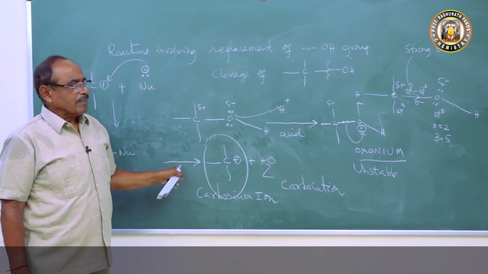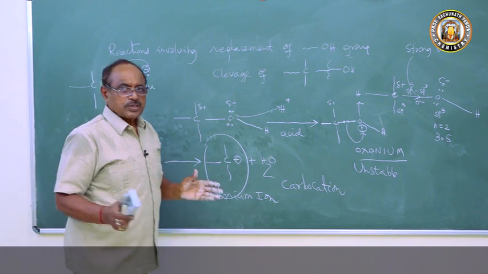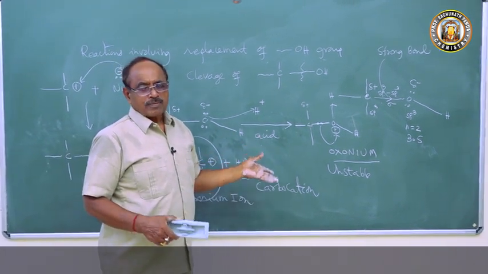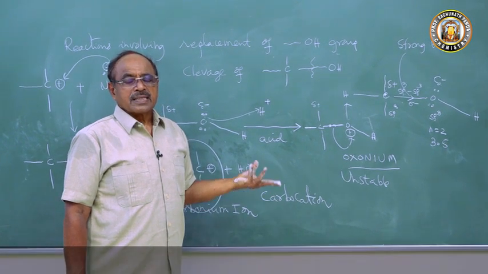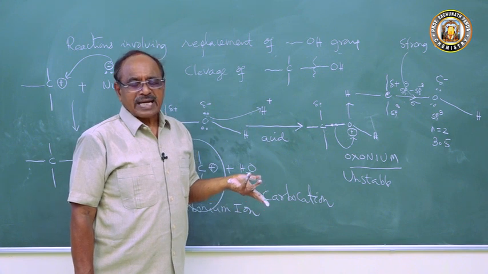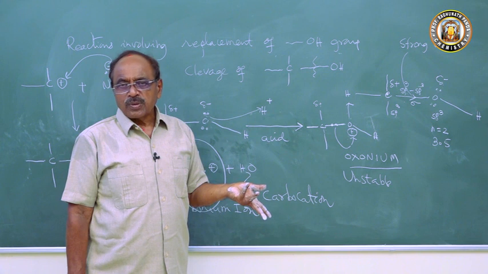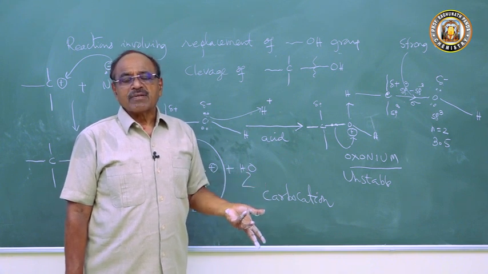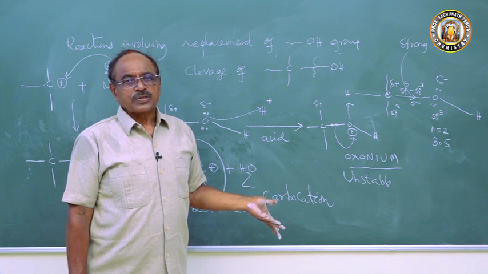What type of reactions this will undergo, I will discuss in my next class. So just go through what I have taught you. After that, we will discuss the reactions involving the replacement of the OH group, in which a carbonium ion is formed as a reaction intermediate, and what type of reactions it will undergo and what type of reagents will react with alcohol where the replacement of the OH group is possible.